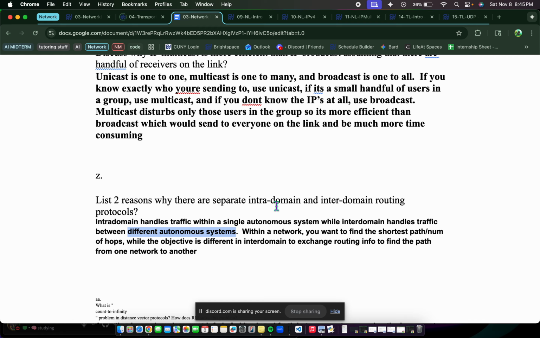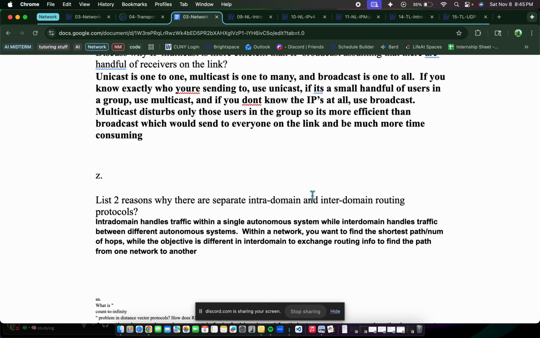And each of these has its own purposes. So if you're intradomain, you want to care more about finding the shortest path between 2 nodes on your same network. And these are usually through using Dijkstra's algorithm or, I think it was OSPF, the open shortest path first algorithm. Basically, you just want to find the shortest path.